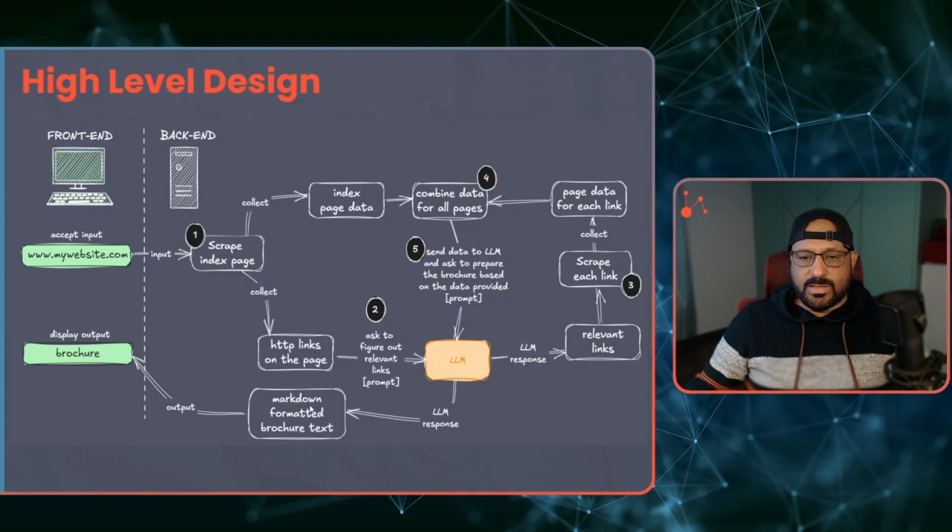And here we are asking for markdown formatted. So this is the markdown response we get, and this markdown is passed to the Gradio markdown component and displayed here. Okay, so this is the whole flow.